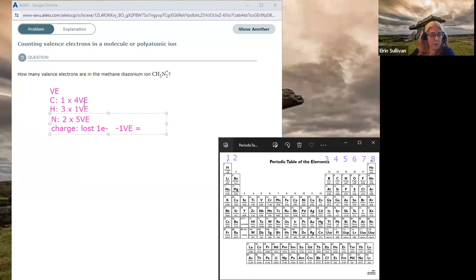So we've got 4 plus 3 is 7, plus 5 is 12, minus 1. Have I done that right? I think that's 11 valence electrons, but I also might have stuffed this up. No, because I only added 1 nitrogen. Silly me. Right. 4, 5, 6, 7, plus 10 is 17, minus 1 is 16 valence electrons. Okay, so we should have a total of 16 valence electrons in this species.